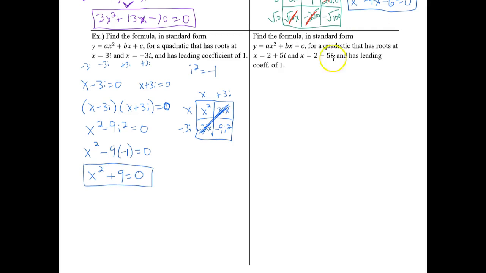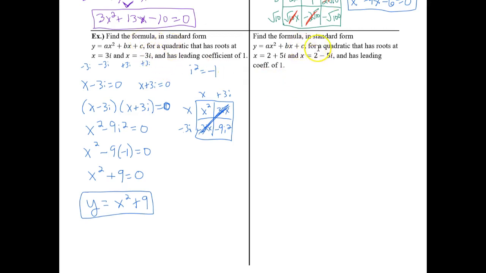Notice we ended up with a sum of squares. Sum of squares is not factorable. It won't give us real number solutions. It'll give us imaginary solutions. And actually, I just realized we don't want to leave it in this form. We want y equals. So I actually need to write this as y equals x squared plus 9. This will be a quadratic equation of a parabola that will have those roots.